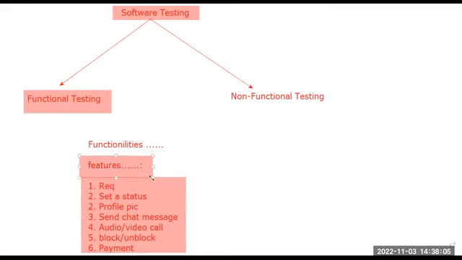Whatever features we develop, we have to test them properly: whether you are able to create an account, whether you are able to set a status, whether you are able to update a profile pic, whether you are able to send messages or not. Likewise, various combinations will be there that we have to check, but at the end of the day we have to check whether the functionalities are working, whether each and every feature is working or not. Getting my point, everyone? Okay, so that is functional testing: checking each and every feature of the application. Are you guys understanding my point?